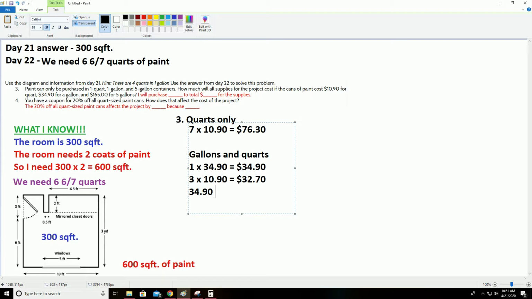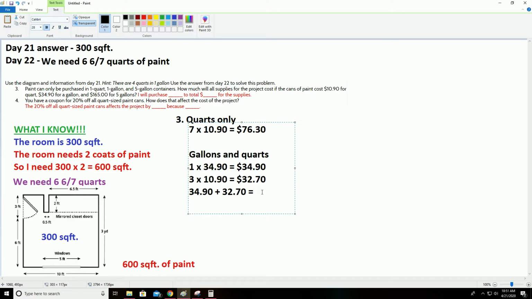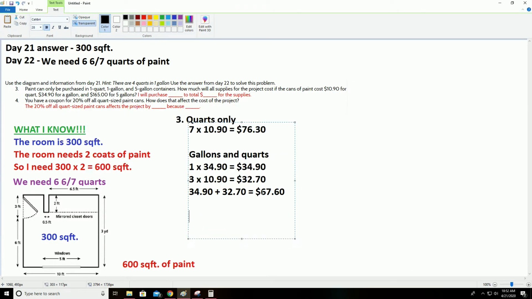All right, so if we add these two together, $34.90 plus $32.70, I'm going to get $67.60. That seems to be a cheaper option, and I'm getting the same amount of paint. $67.60. All right, the last option was the 5 gallon.